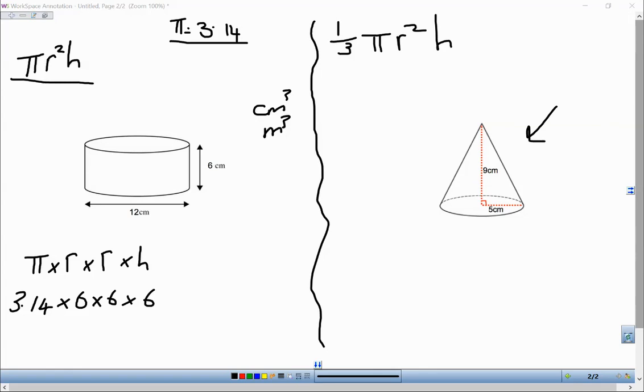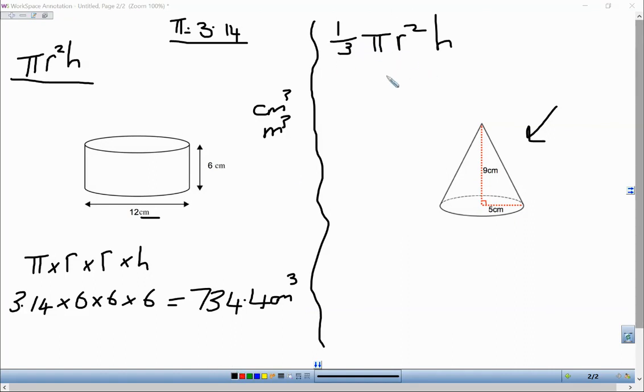If I can open one up here. And we do 3.14 times 6 times 6 times 6, and we get 734.4 centimeters. And as it's three-dimensional, they're cubed. So that's the cylinder. Let's look at the cone.